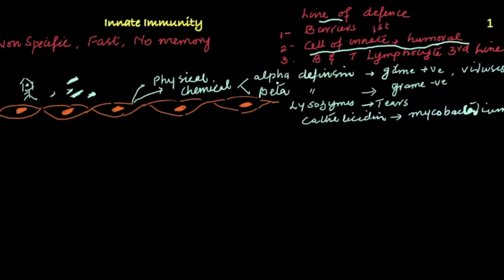There are chemical barriers like alpha defensin, beta defensin. They can kill gram positives, gram negatives, and viruses. Cathelicidin can kill mycobacterium. Lysozyme is present in the tears. It can affect a lot of pathogens, and everyone knows the acidic environment in the stomach. It is also very helpful against pathogens.